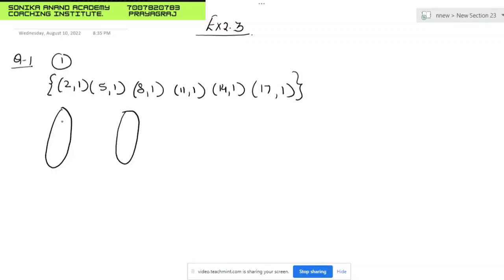In the diagram, we have 2, then 5, then 8, then 11. I will write over here 14 and 17. Clear? Now here we have 1, then again 1, then again 1, and so on. Only 1. Every number is mapped with 1.